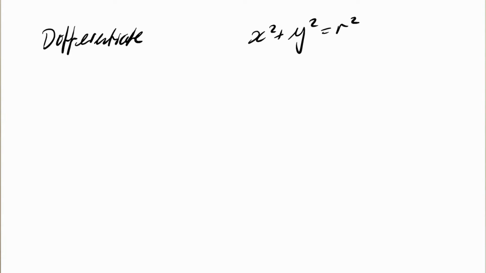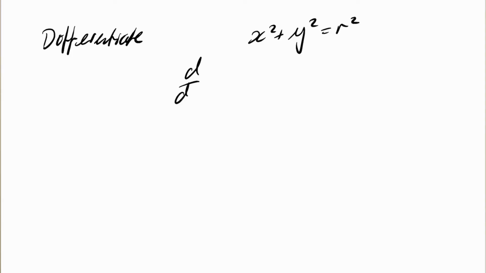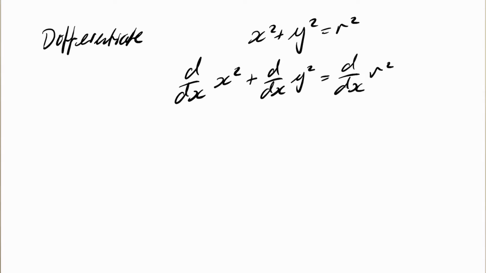We start from the equation for the circle, which is x squared plus y squared equals r squared in implicit form, and we differentiate that term by term. We calculate d by dx of each term. So with an equation, as long as I apply the same procedure to each term, it's a valid operation. Now what do these become? The derivative of x squared is 2x.